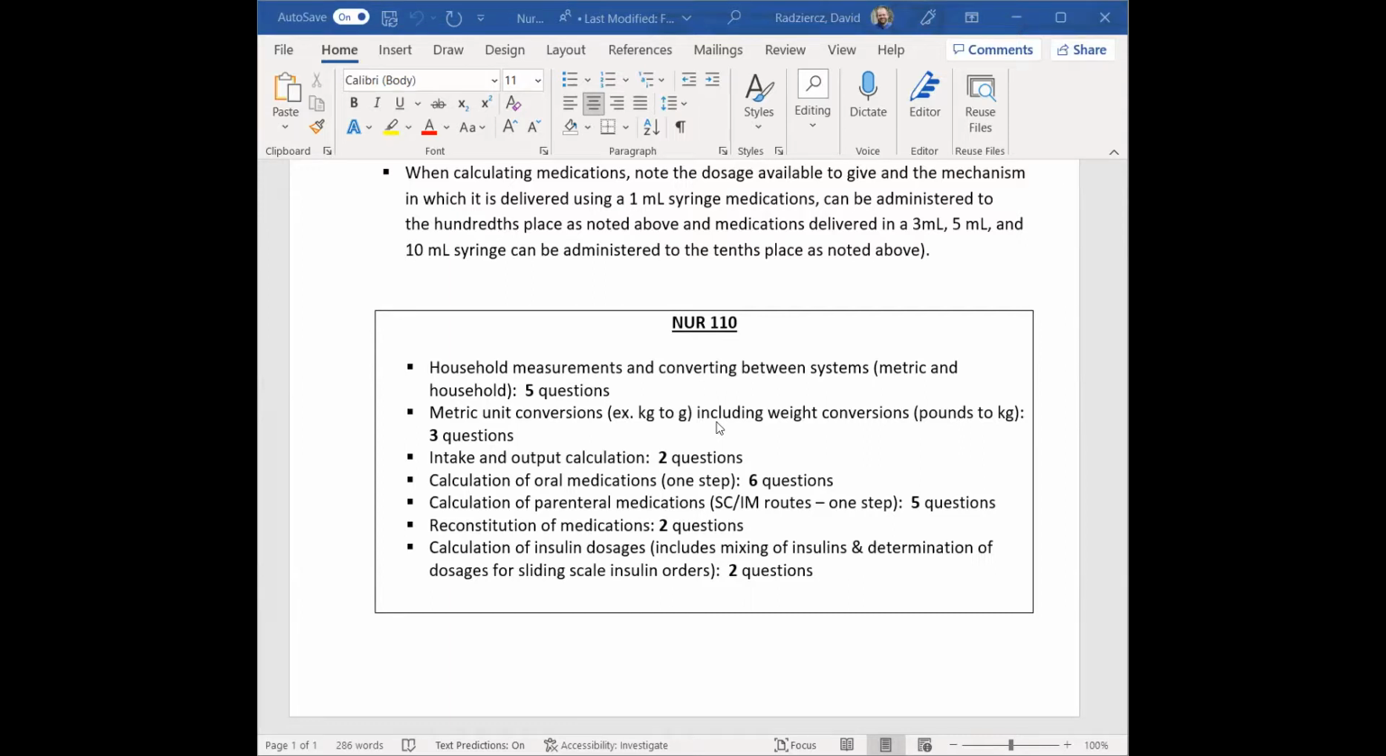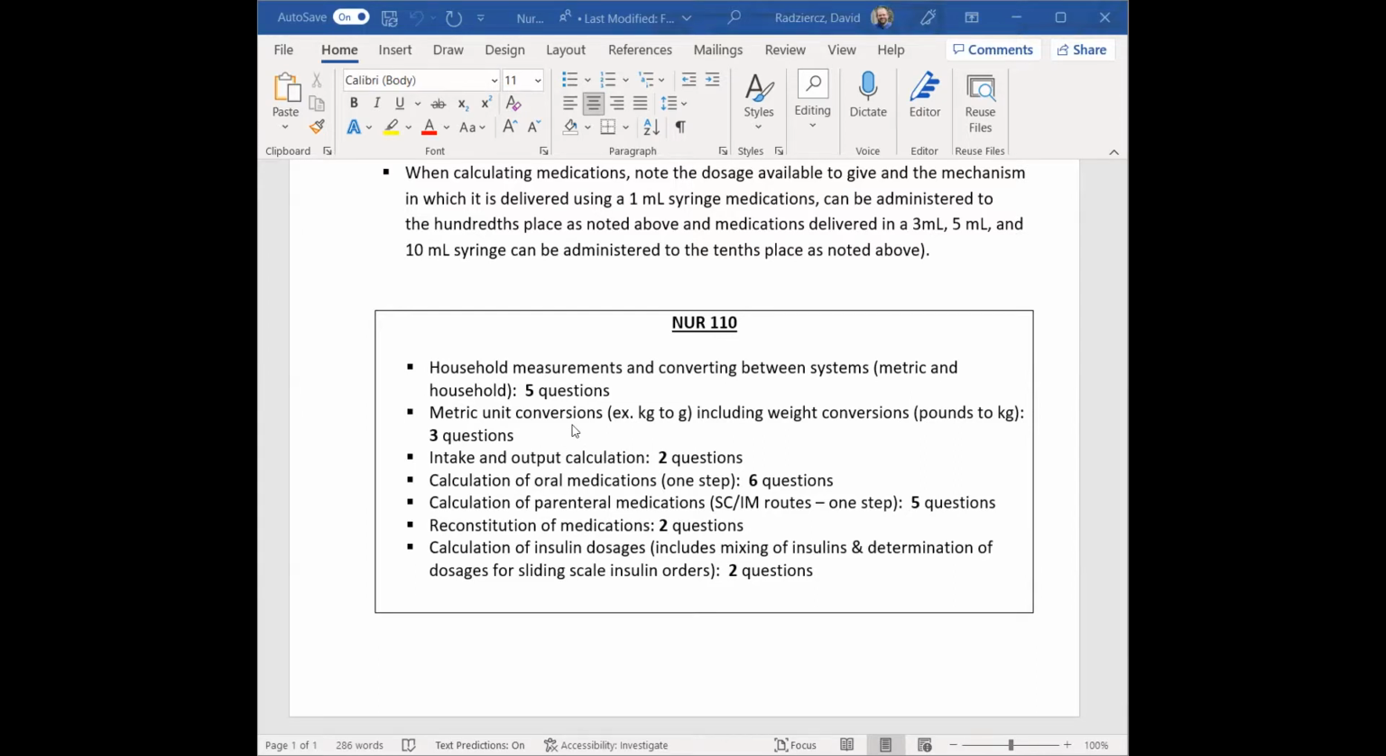All right. So that's kind of the semantics. This is the breakdown of questions that you'll see. You will have some household measurement type questions, meaning converting between systems, metric and household. A good example of that would be going from pounds to kilograms, or going from ounces to milliliters, tablespoons and teaspoons to milliliters. That's what you consider a conversion between household measurements and metric measurements.